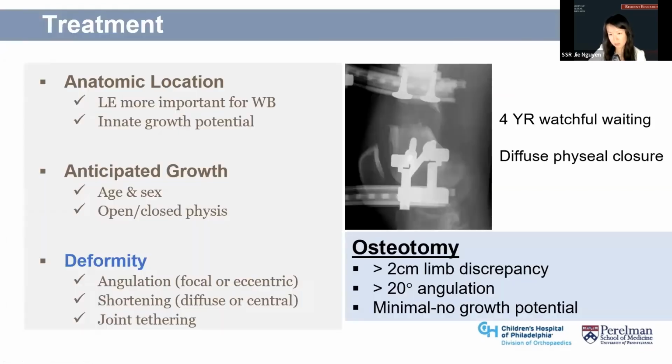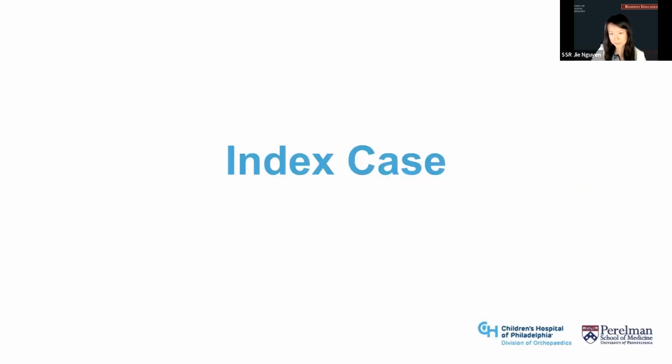And note that this is in the lower extremity, a weight-bearing extremity, where you really do want to be relatively symmetric in length for walking. More than 20 degrees of angulation in patients who have minimal to no growth left: even if you sit there and wait, it's not going to do anything because there's no more growth left.